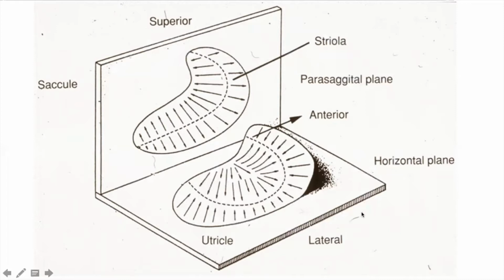In the utricle, the kinocilia are oriented toward the striola, so that's what these arrows here are showing. And in the saccule, the kinocilia are oriented away from the striola. So that's what these arrows are showing. This organization allows the organs to sense linear motion in nearly any direction. Just like the semicircular canal, motion towards the kinocilia causes excitation, and motion away from the kinocilia causes inhibition.